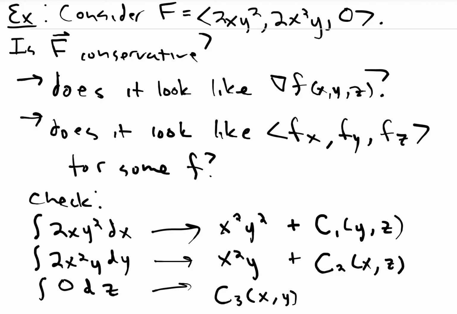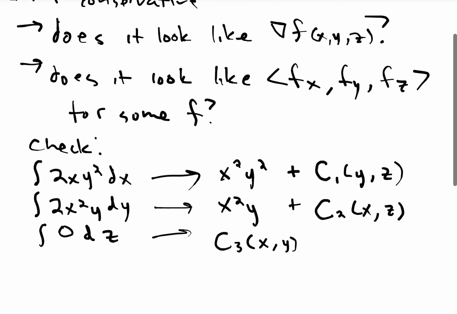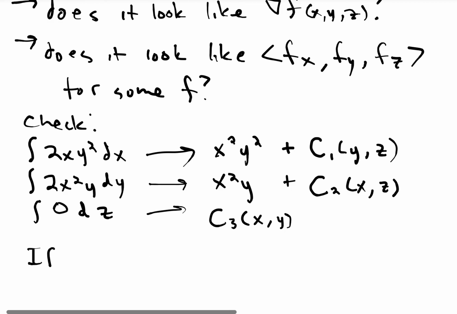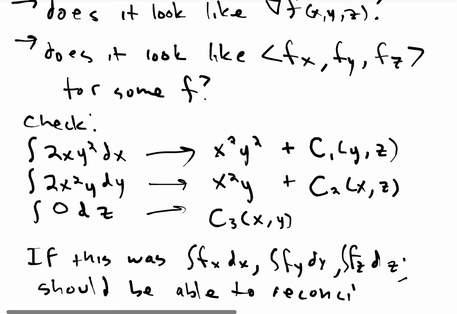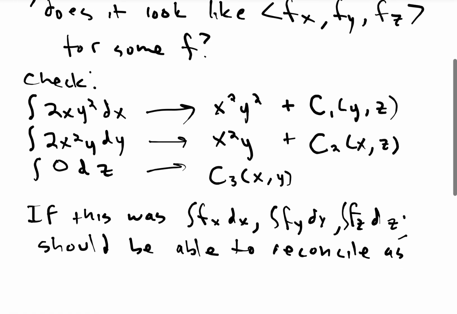Now, all of these look very, very different. The catch is that if this was really my fx anti-derived with respect to x, my fy anti-derived with respect to y, and my fz anti-derived with respect to z, I should be able to reconcile this as one singular function, right? So I should be able to reconcile this as some sort of function f. Now, notice, I can actually do that, right?